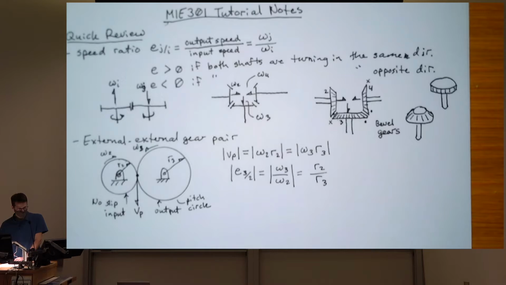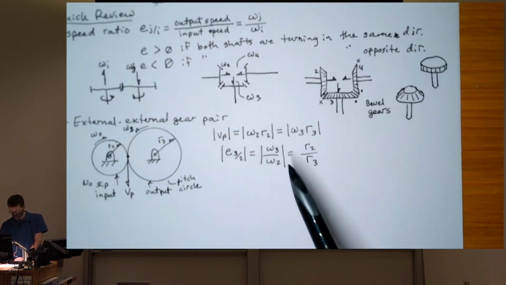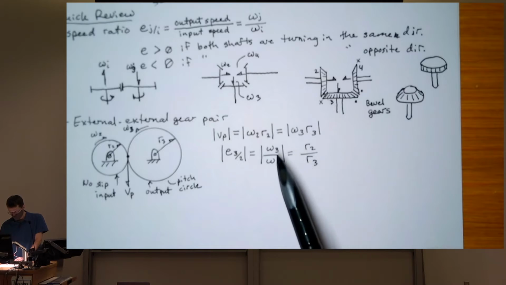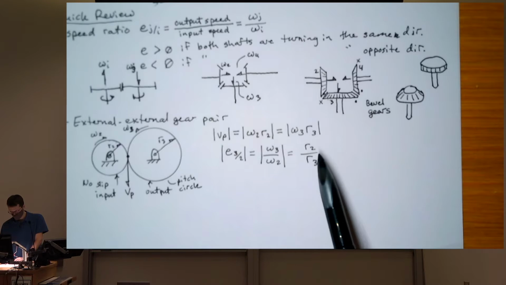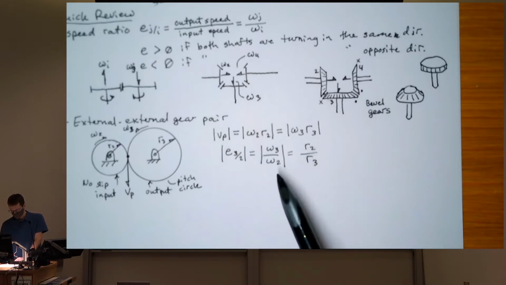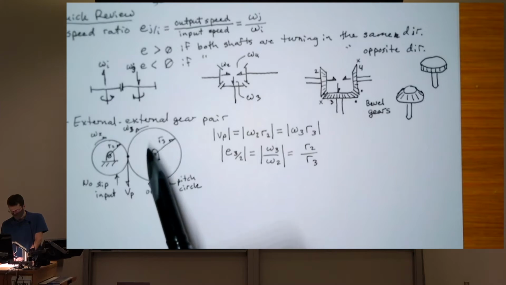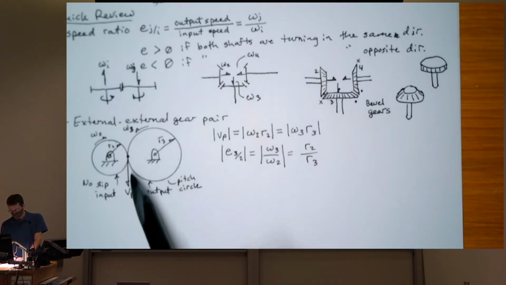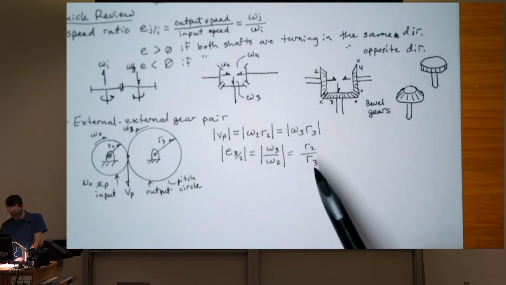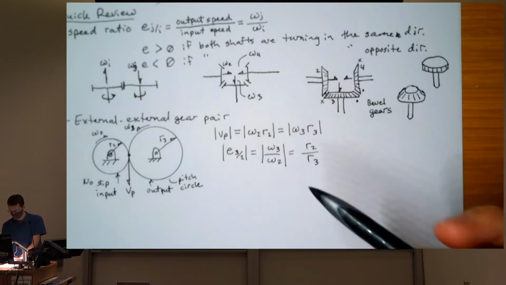So this is something that I see every year, that when I'm doing this, people forget. They kind of swap these around. So you'd say omega 3 over omega 2 is R3 over R2. That's not right. So the bigger gear, in this case, is omega 3. It's going to spin slower than the smaller gear, which is omega 2. So the only way that that's going to work is if you put the larger radius in the bottom. Do you know what I mean?